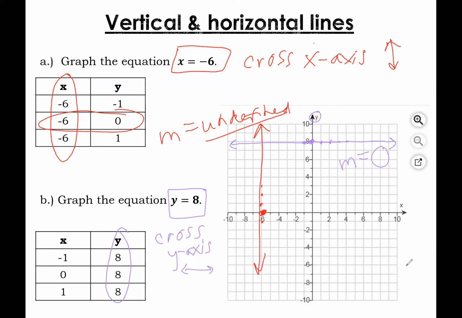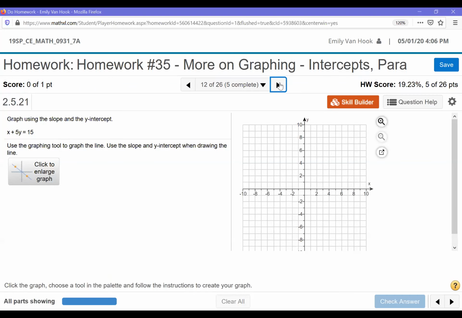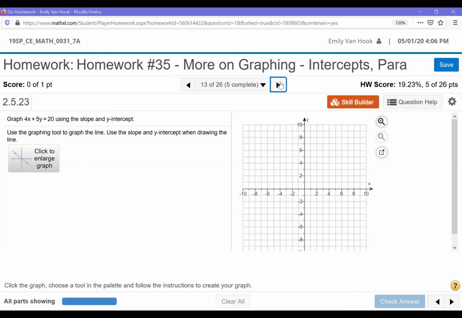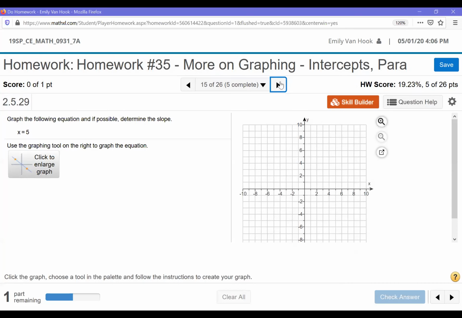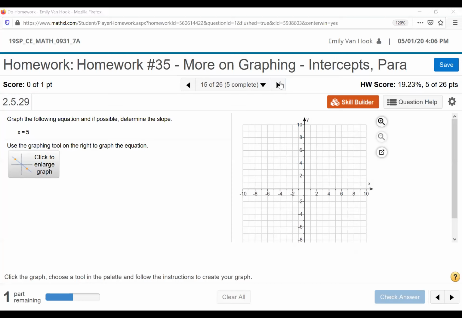Let's see if we can find a homework problem related to this. It should be a nice, quick, easy problem, but I get questions on these all the time, so I want to make sure you're ready for it. Here we go. This is number 15 on homework 35. Let's make sure we're sharing the right screen so you can see this. Yes, you can. That's great.